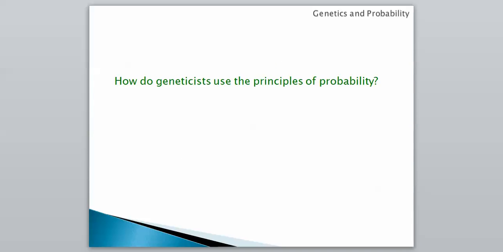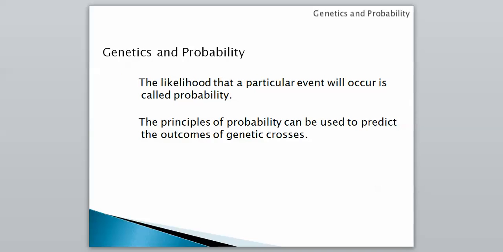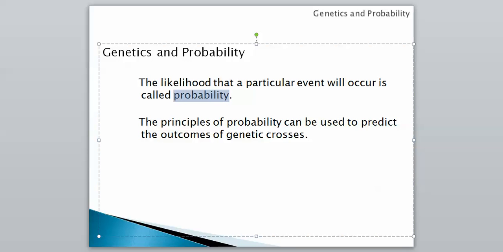So the first thing we're going to look at is how geneticists use the principles of probability, and we're going to need a definition of probability before we can talk about what it means. The likelihood that a particular event will occur is called probability. And the principles of probability can be used to predict the outcomes of genetic crosses.